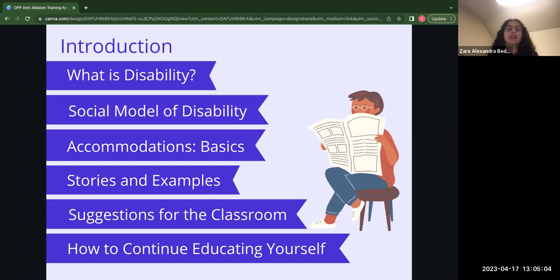Following that is an explanation on how the official university accommodation system may not fulfill a student's access needs. Student stories are provided to support these ideas. The second to last section provides strategies for how to make the classroom more accessible to all students. In the final section, more educational resources are listed. So let's get started.